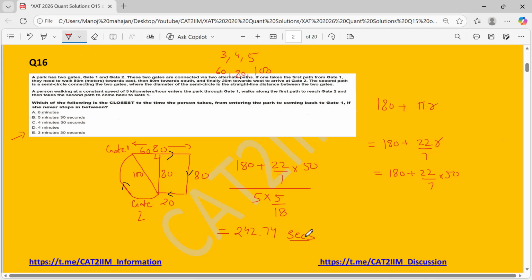The answer is in minutes and seconds are also being used. So I can say the closest: 240 seconds would be 4 minutes. So the closest would have been option D. It was a tough calculation also, but they have provided the calculator, so you can use it. So let's move to the next problem.